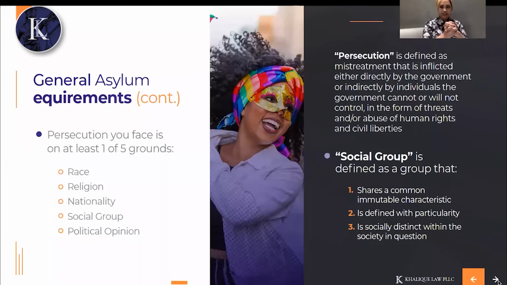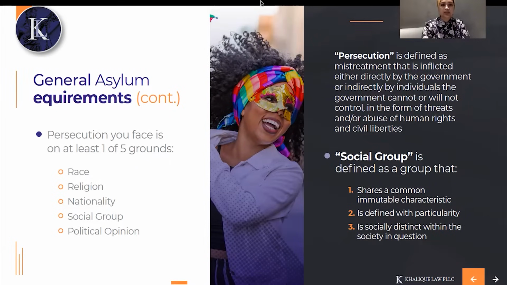So as I mentioned earlier, there are 5 grounds of persecution: race, religion, nationality, social group, and political opinion. First, let's define what persecution is. Persecution is defined as mistreatment that is inflicted either directly by the government or indirectly by individuals that the government cannot or will not control in the form of threats and or abuse of human rights and civil liberties.